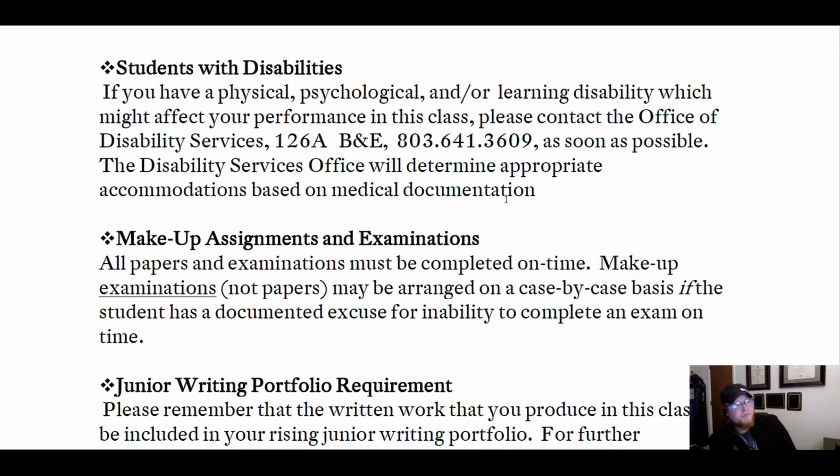Makeup assignments. So the exams you'll have a week to work on them at home. They'll be due the 8th of March and the 5th of May, respectively. But if for some reason something happens, you're working on your exam, your internet goes out, reach out to me as best as you can.